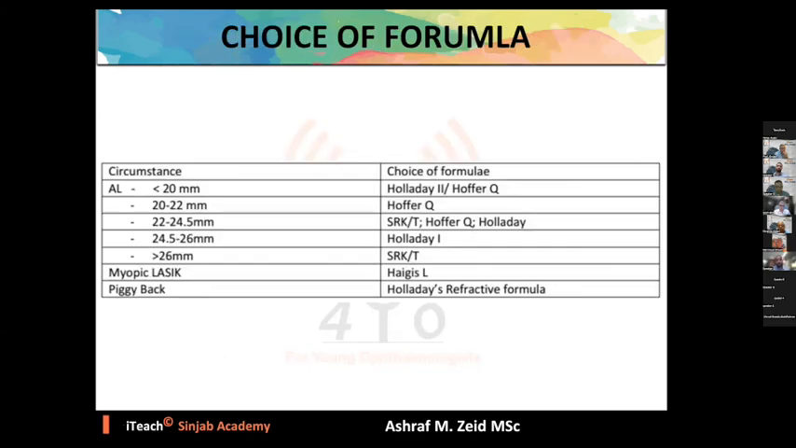This is a table that I got from the EyeWiki website regarding the recommendations of the American Academy in the choice of formula. In regular cases, if the axial length is below 20, you can use the Holladay 2 or the Hoffer Q. From 20 to 22 is Hoffer Q, 20 to 24.5 is SRK/T, and so on. I will post this table later on.